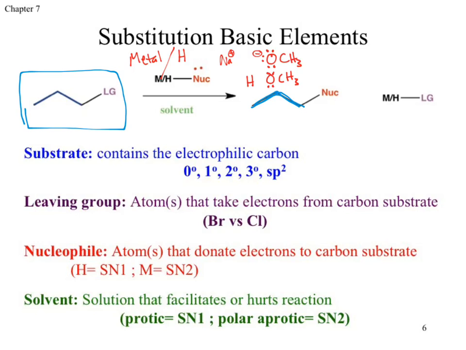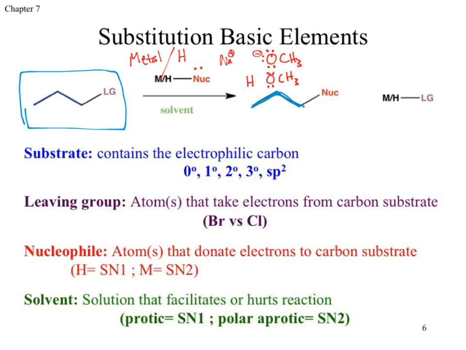Take electrons from carbon. Why would they take electrons from carbon? They're more electronegative than carbon. Electronegativity plays a really important role. So in the course of this reaction, that leaving group has to take the electrons away from our carbon. Because it is taking the electrons, it now leaves the structure. Okay, so our leaving group will always take electrons with it.